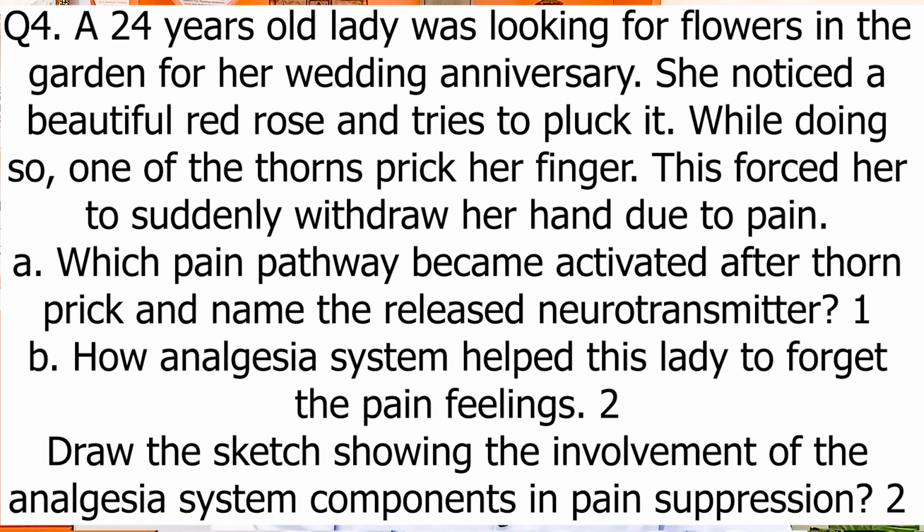Which pain pathway became activated after thorn prick, and name the released neurotransmitter? So whenever we have a pin prick or thorn prick, there is fast pain, and the neurotransmitter which is released from the type A delta nerve fibers in the dorsal gray horn of spinal cord is glutamate.